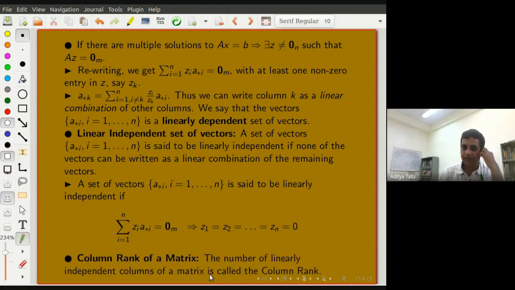Let us now define the column rank of a matrix. If I'm given an m by n matrix, the column rank of the matrix is nothing but the number of linearly independent columns of that matrix.